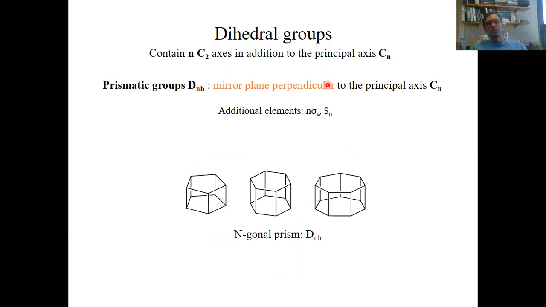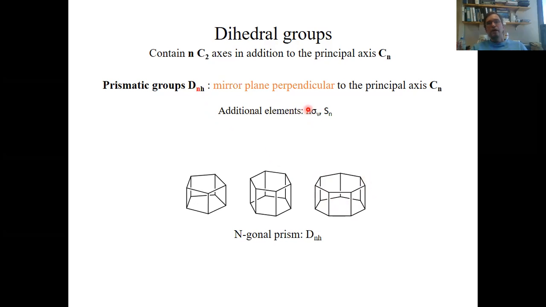Now we can add additional symmetry elements to the Cn and the nC2 axes. For instance, we can add a horizontal mirror plane, and then we have the so-called prismatic groups Dnh. As the name says, the shapes of molecules that belong to this point group are derived from an n-gonal prism. Here, for instance, you have a pentagonal prism where n is equal to 5. Here you have a hexagonal prism where n is equal to 6. Here you have a heptagonal prism where n is equal to 7.